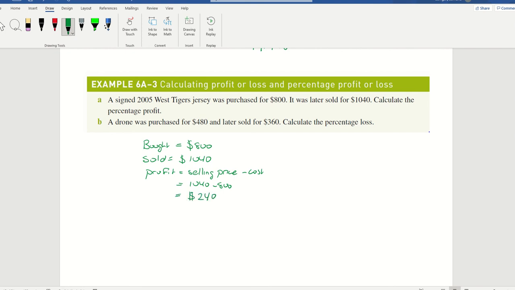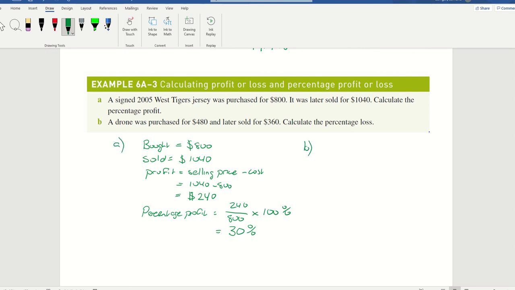We want our percentage cost. So a percentage profit is going to be that profit, much the same, change 240 on the original price, 800 times 100%. We don't put the percent in our calculator, we want our answer to be percent. And so that is a change over original. It's a change of 30%. All right, so that was A.